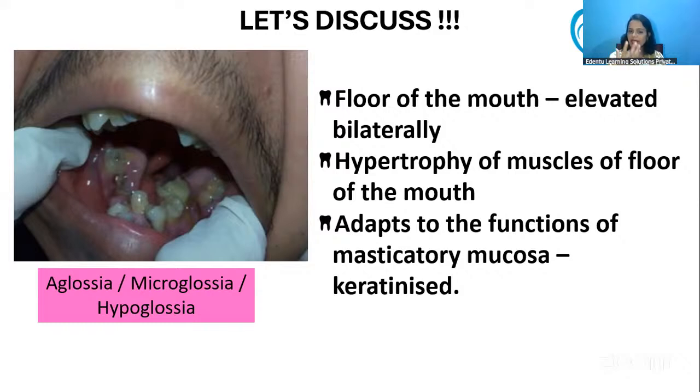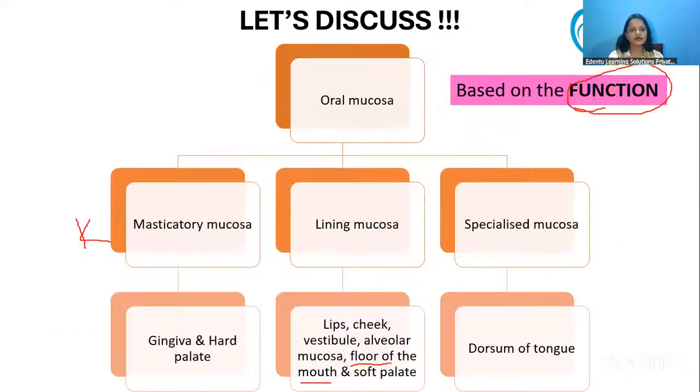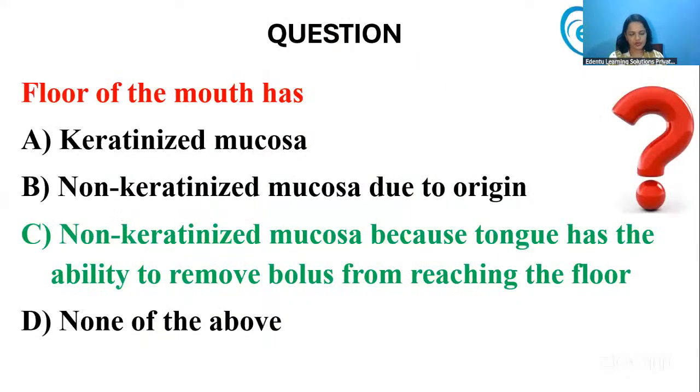Okay, so then what happens is that this floor of the mouth mucosa is getting adapted to the functions of the masticatory mucosa, and it is becoming keratinized in nature. The floor of the mouth has non-keratinized mucosa because the tongue has the ability to remove the bolus from reaching the floor.